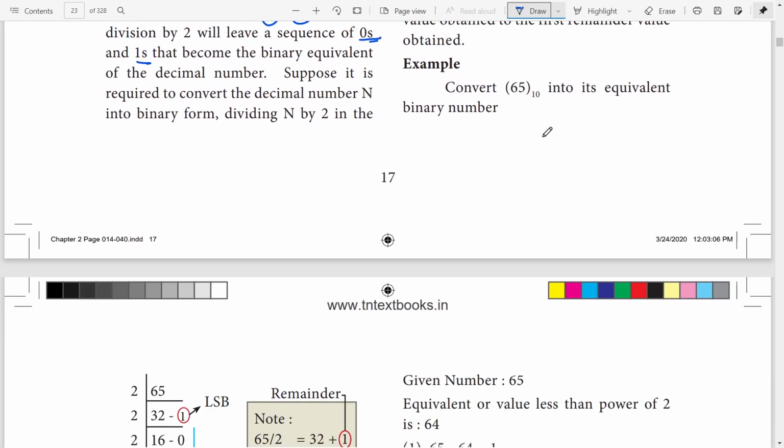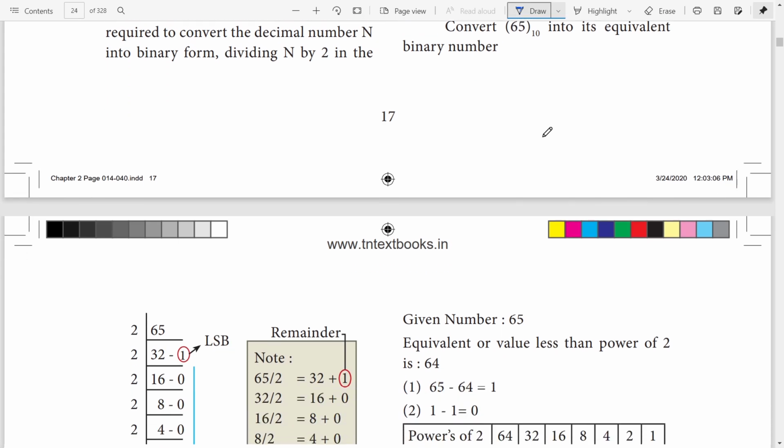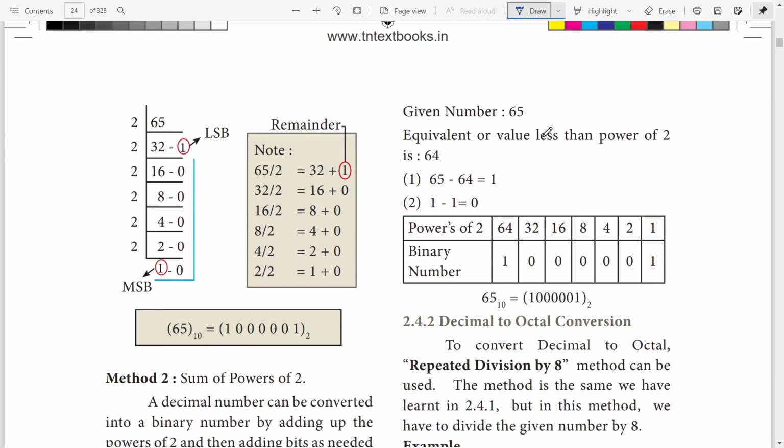Convert 65 base 10 to its equivalent binary value. So listen, we are going to divide 65 by 2. That gives 32, and it leaves a remainder 1. Again 32 divided by 2 is 16, it leaves a remainder 0. 16 divided by 2 is 8, remainder 0. 8 divided by 2 is 4, remainder 0. 4 divided by 2 is 2, remainder 0. And 2 divided by 2 leaves the remainder 0. But the last value is 1.